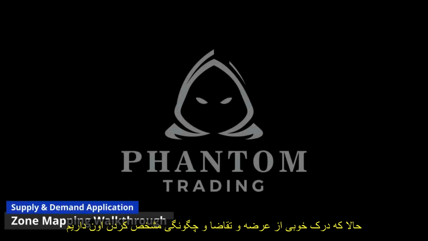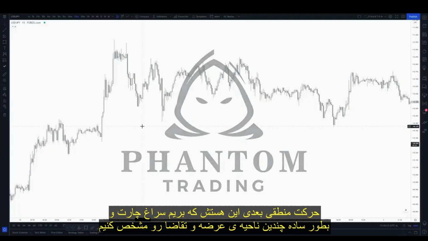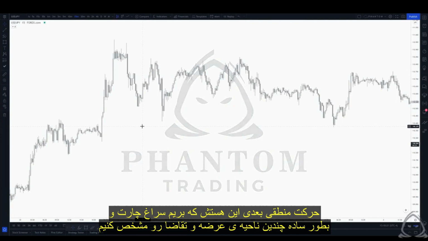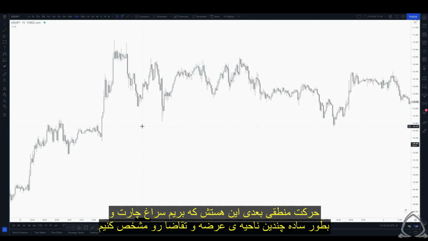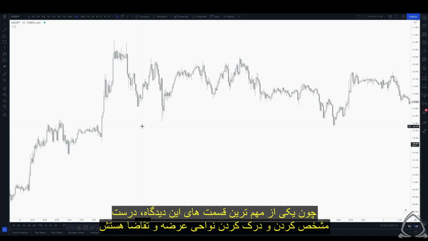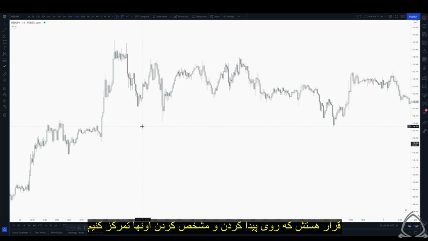Now that we have a solid understanding of what a supply and demand zone is and how to map it, the next logical step is to jump to the charts and run through some examples of simply mapping out the supply and demand zones. Because one of the most important aspects of trading this approach is being able to effectively map and understand supply and demand zones, we're going to focus on actually drawing them and locating them on a price chart.